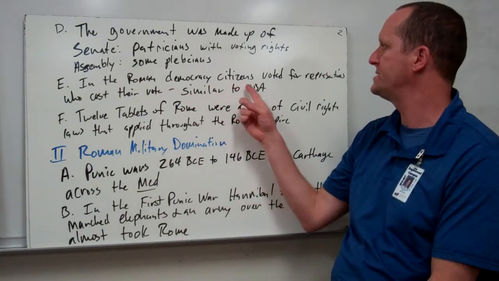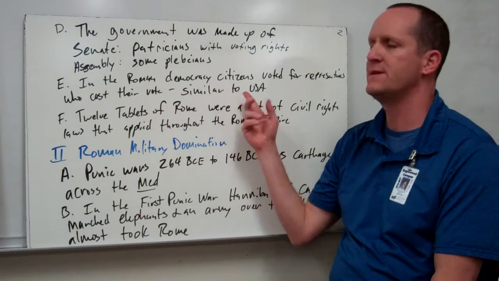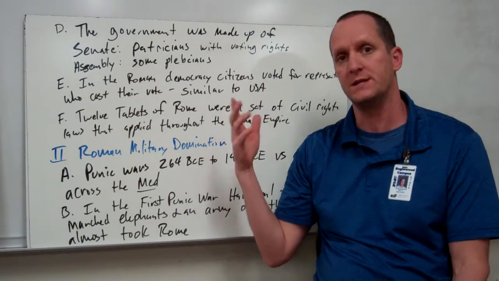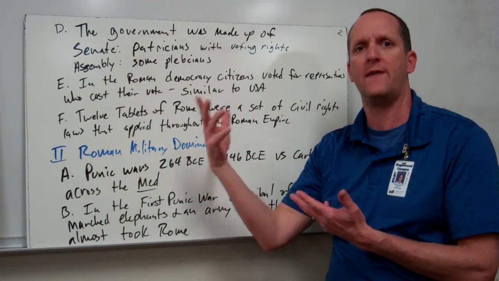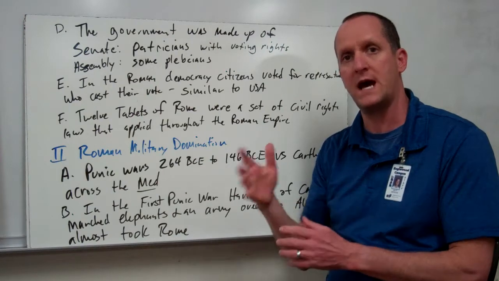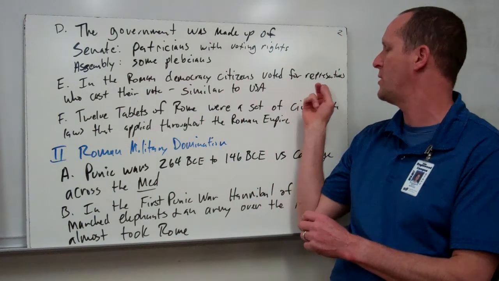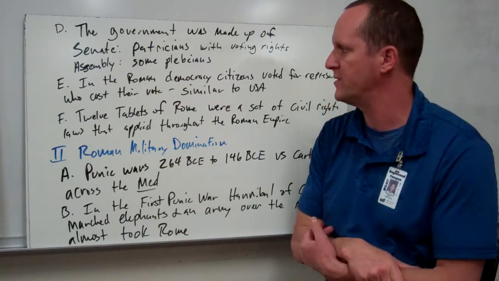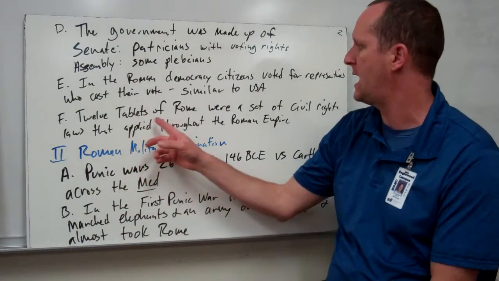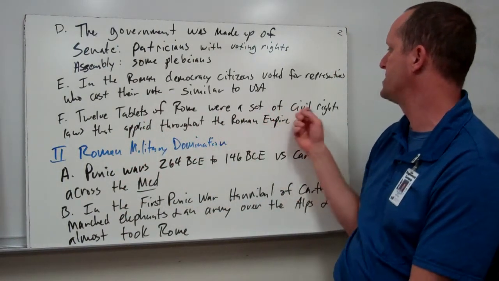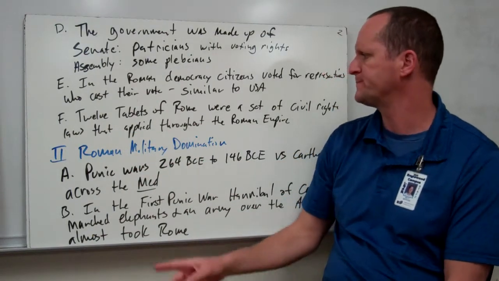In the Roman democracy, citizens voted for representatives who cast their vote, and this is very similar to the United States today. This was different than the Greeks, where everyone voted, and that was how the votes were cast. Here they are voting for representatives who then cast their votes. In the beginning of the Roman Empire, the 12 Tablets of Rome were created, a set of civil rights laws that applied throughout the Roman Empire.